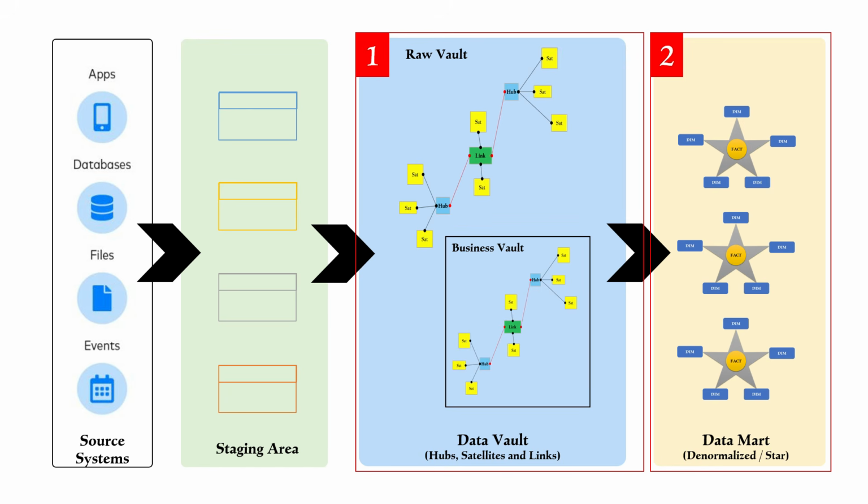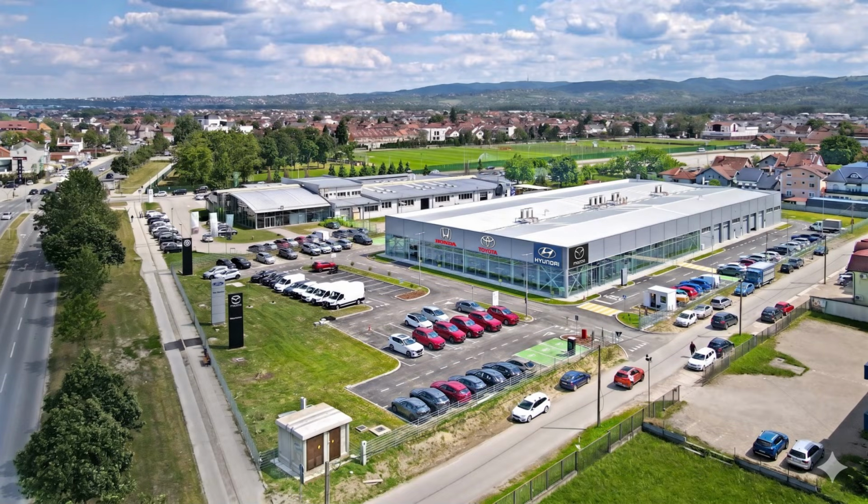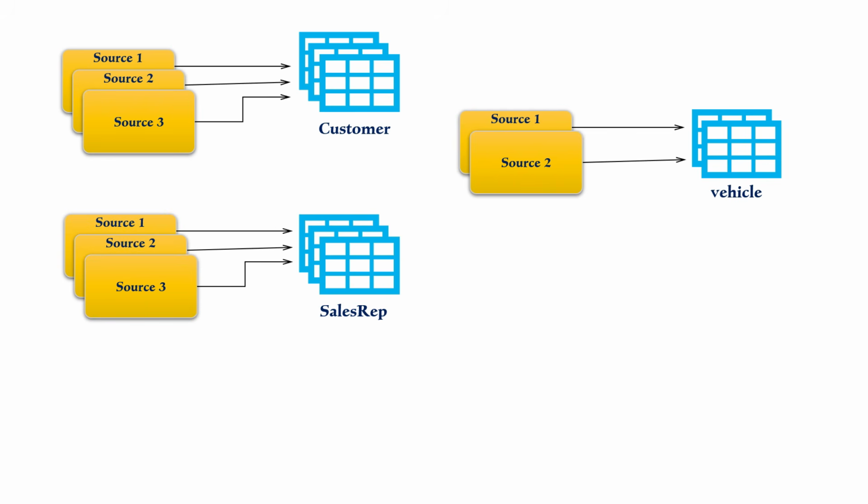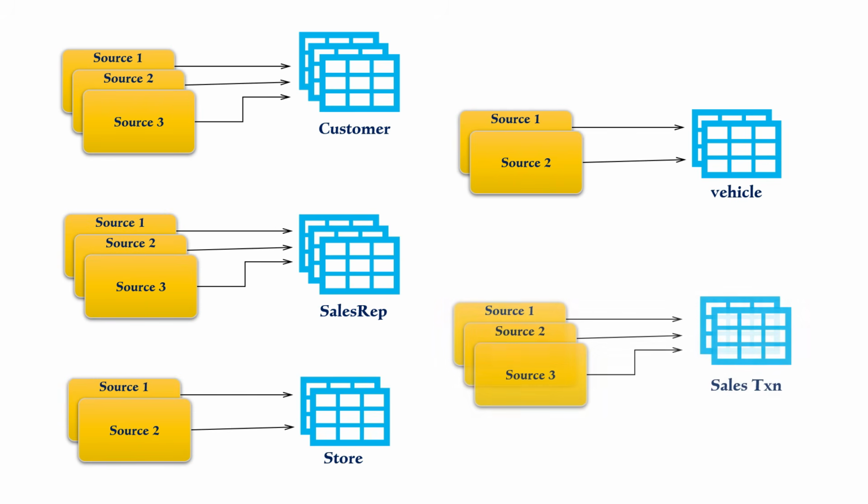Let's take a real-world project scenario and see how data vault modeling helps solve many of the challenges found in traditional data warehouse design. Take the same example we discussed earlier, a multi-brand car dealership business. Let's assume we receive data for customers, vehicles, sales representatives, stores, and sales transactions from multiple source systems. For example, customer info is received from 3 different systems, each with its own attributes and schema, and so on for other domains as well.